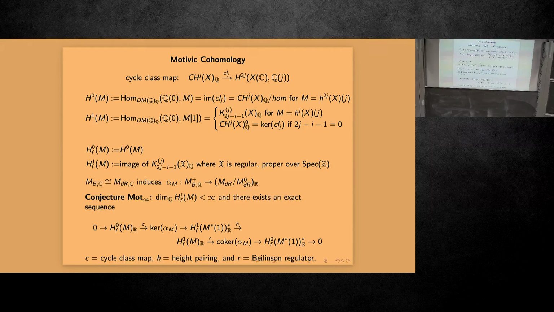Chow groups have been briefly mentioned already at this conference, and these are generated by algebraic cycles of codimension j in X. It's just a free abelian group modulo some relations on these cycles, and any cycle gives you a cohomology class in singular cohomology. You can physically imagine it: if you triangulate your closed subvariety of codimension j, you literally get a class in singular cohomology, at least the Poincaré dual of such a class.